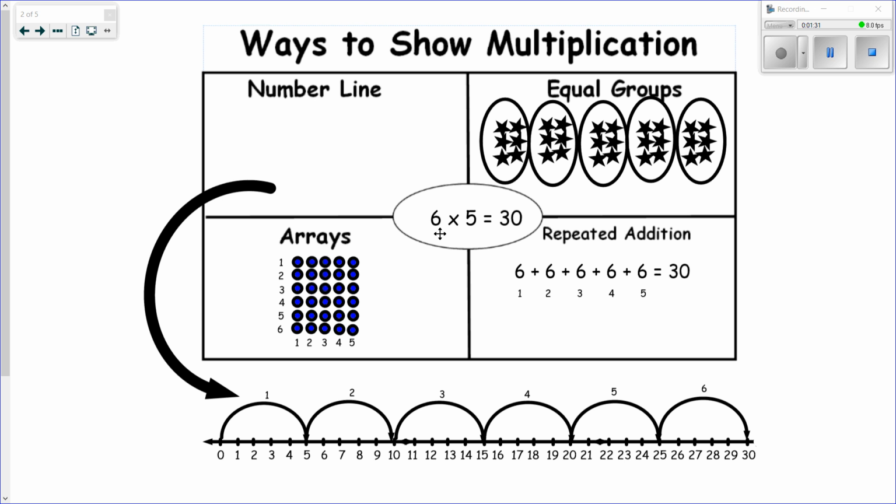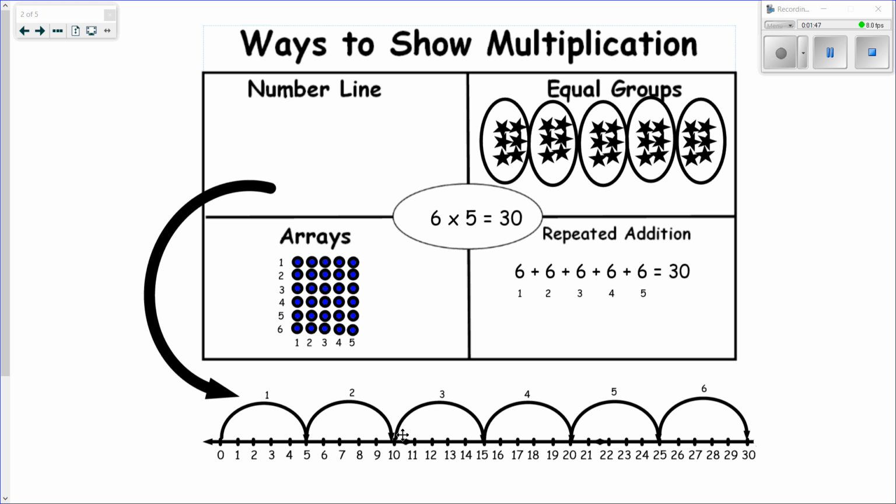The first number again shows us how many jumps we're going to make. And as you can see, we have one, two, three, four, five, and six jumps. The second number shows how we're skip counting, in this case by fives. So that's pretty easy. We go 5, 10, 15, 20, 25, 30. So as you can see, we get to the correct answer, which is 30.